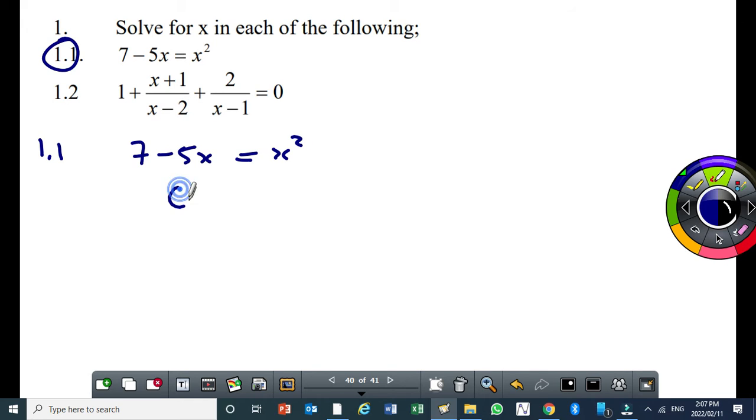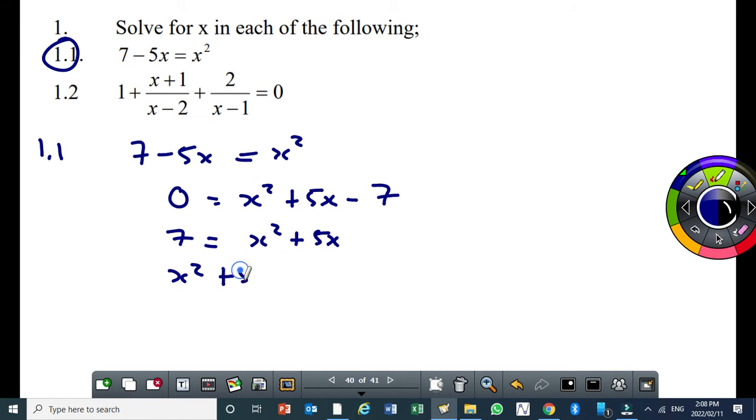So this one here becomes 0 equal to x squared plus 5x minus 7. Okay? Then we take the constant to the left, we get 7 equal to x squared plus 5x. Now be aware that this is the same as x squared plus 5x equal to 7, because in most cases we are used to having the constant on the right hand side. So we get to that point.